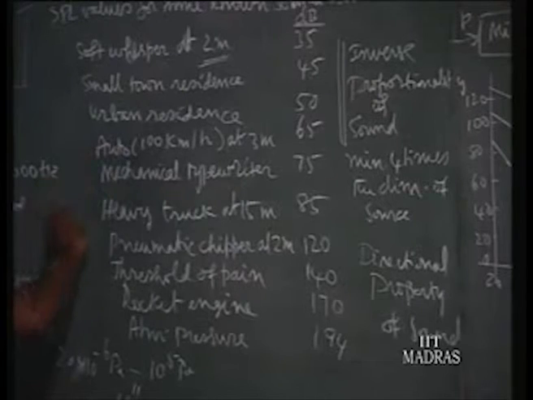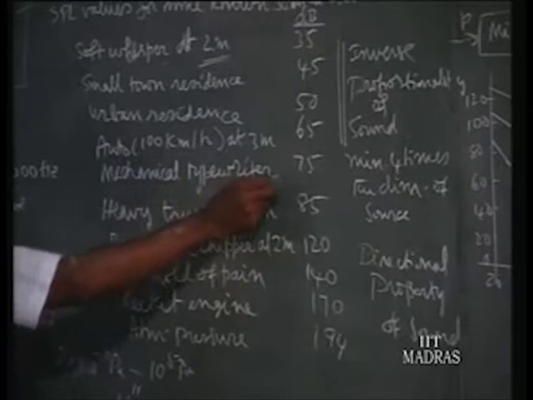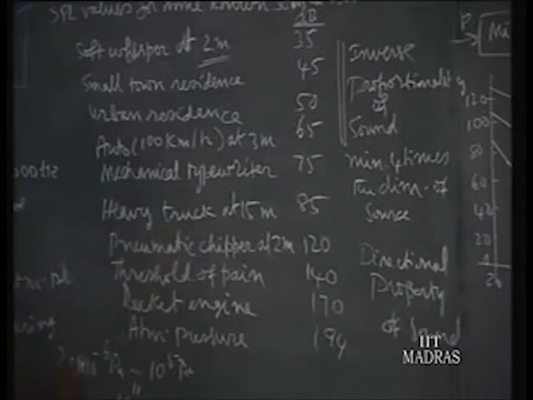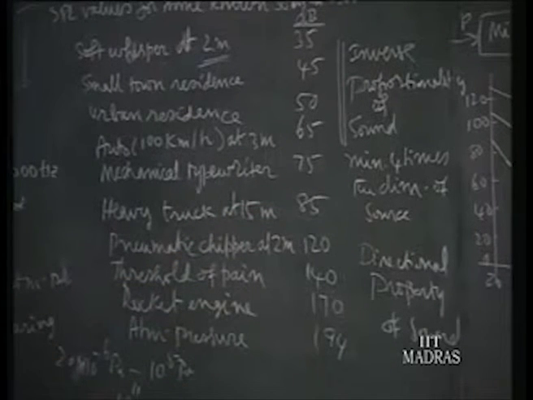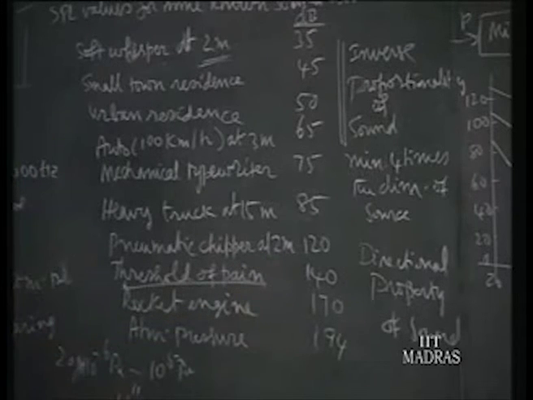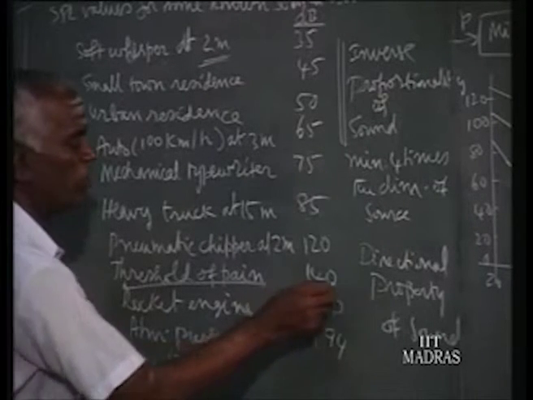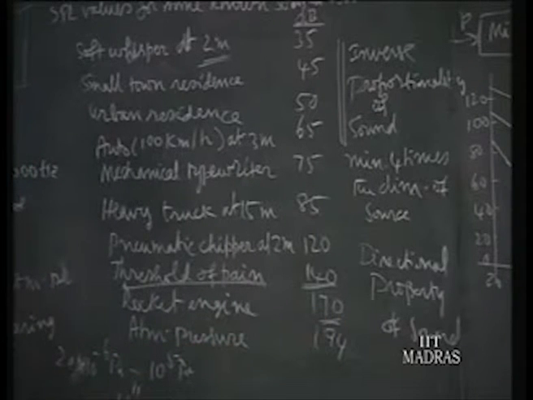Then an auto running at 100 kilometers per hour, measured at 3 meter distance, gives 65 decibel. A mechanical typewriter is 75 decibel. A loaded lorry at 15 meter distance measures 85 decibel. A pneumatic chipper, because pneumatic tools make a lot of sound, is 140. What is the threshold of pain? If the SPL value is around 140 decibel, your ear starts paining. That paining value is 140 decibel. And we find a rocket engine, when it takes off, makes 170 decibel.